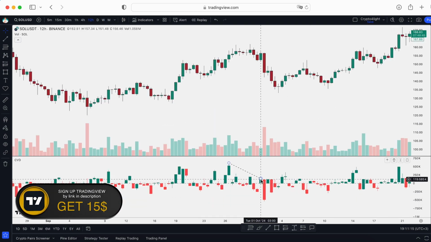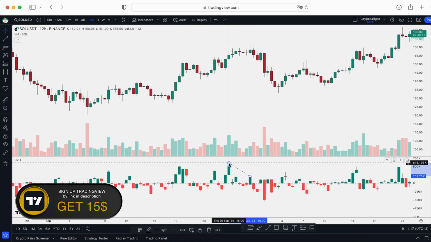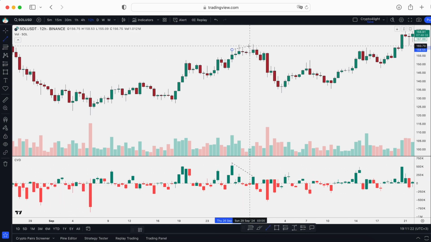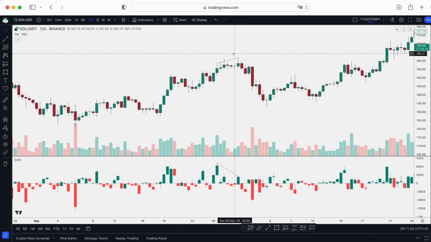On a small time frame, you can also identify divergences like this one. And for example, like this one, a tiny divergence on the 12 time frame.